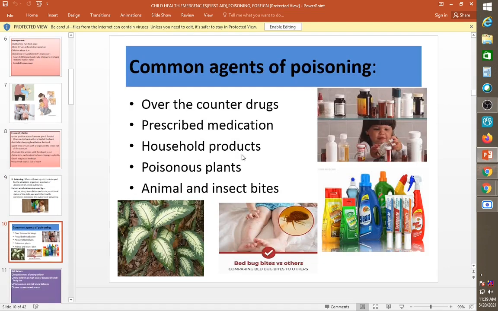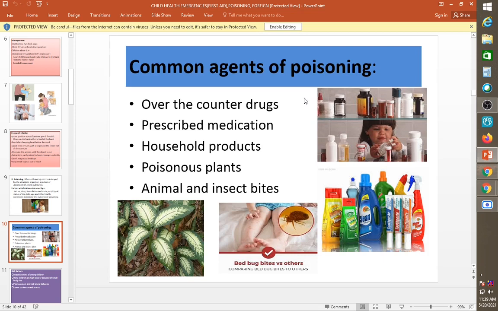Okay, now what are some of the poisonous substances? What is over the counter drugs? Who can tell me? Ma'am, the drug without prescription. Yes, when you get the drug without prescription, it becomes an over the counter drug. So it becomes a poison when you don't know the usage of it and you buy and have it. Okay, so that is over the counter drugs.